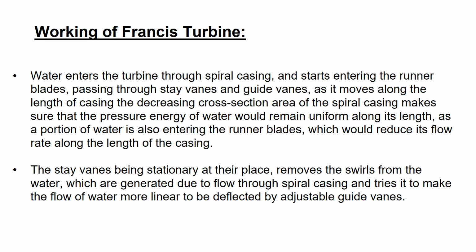Now, working principle: water enters the turbine through spiral casing and starts entering the runner blades, passing through the stay vanes and then through the guide vanes. Then it moves through the casing, which is of decreasing cross-sectional area and is spiral in shape. So the pressure energy of water would remain uniform through its length, as a portion of water is also entering the runner blades. So this would reduce its flow through the length of the casing.